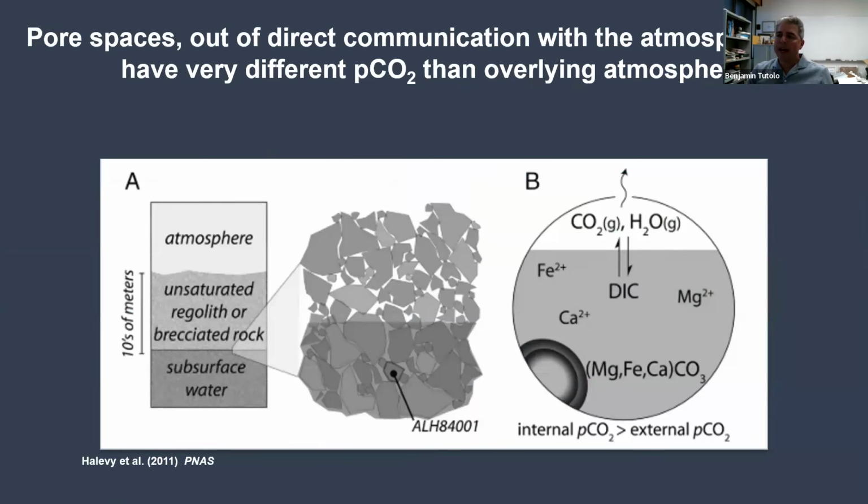Okay, so pore spaces out of direct communication with the atmosphere can have very different PCO2 than the overlying atmosphere. This is just a plot from Itai Halevi's study of the Allan Hills meteorite looking at carbonates. And what you see is there's some exchange between the solution and the pore space gases, and then that gas is slowly escaping into the overlying atmosphere. But the internal PCO2 and external PCO2 here are different from one another.